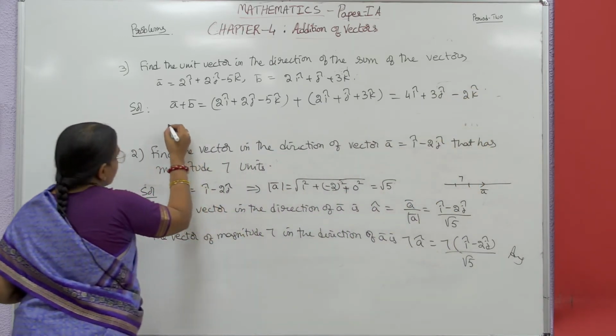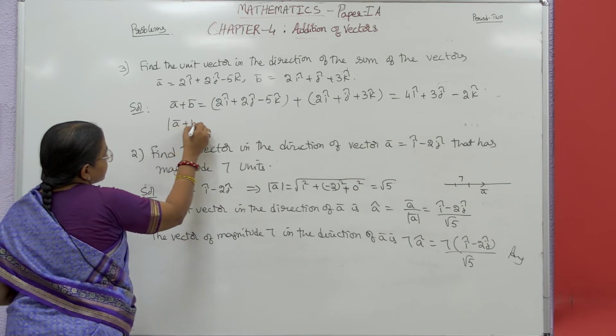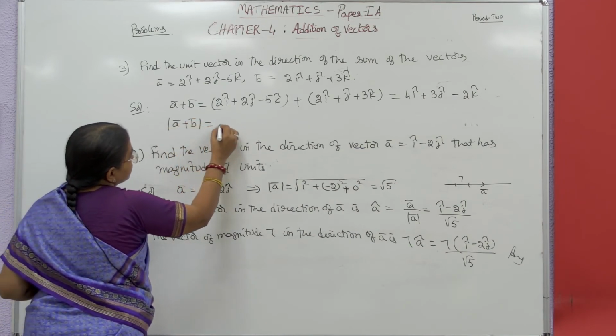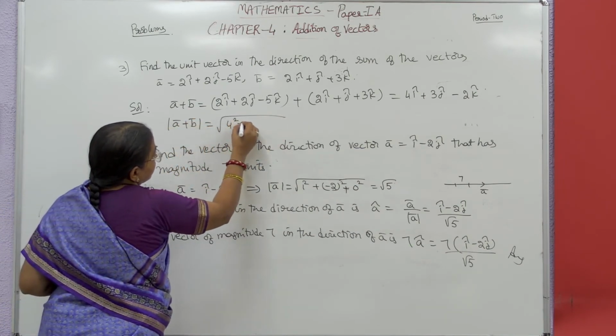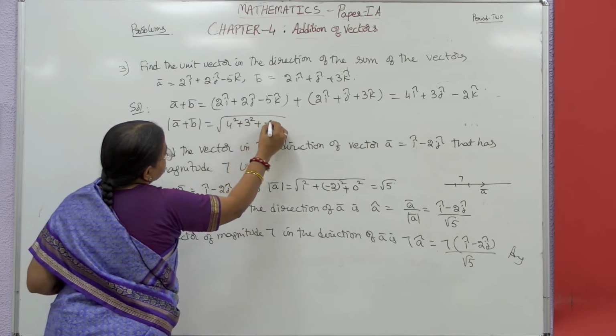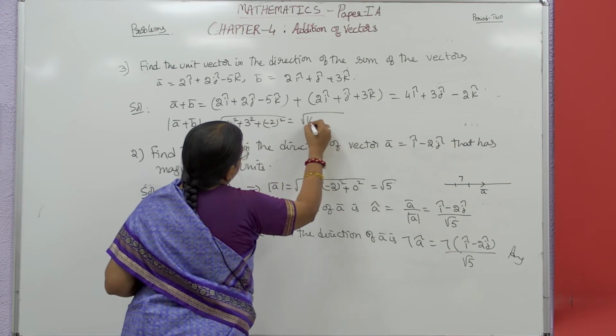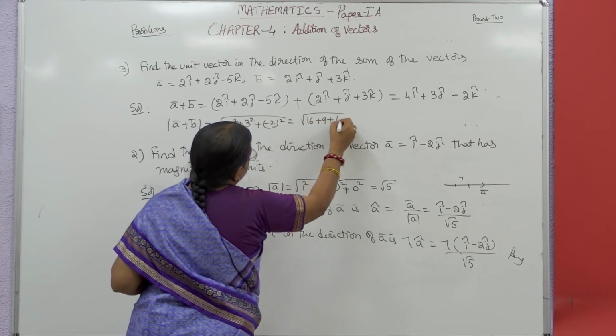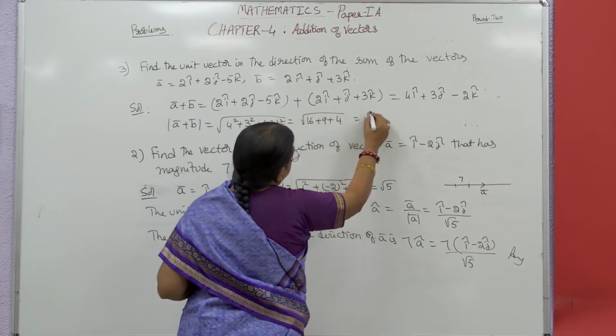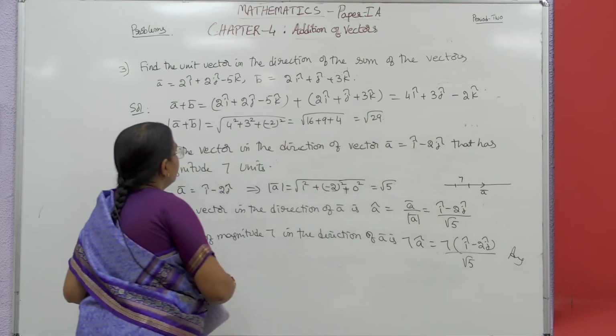Next, find its modulus. Mod of A plus B is root of 4 square plus 3 square plus minus 2 whole square. That is 16 plus 9 plus 4. That is 29. Now we will write the answer.